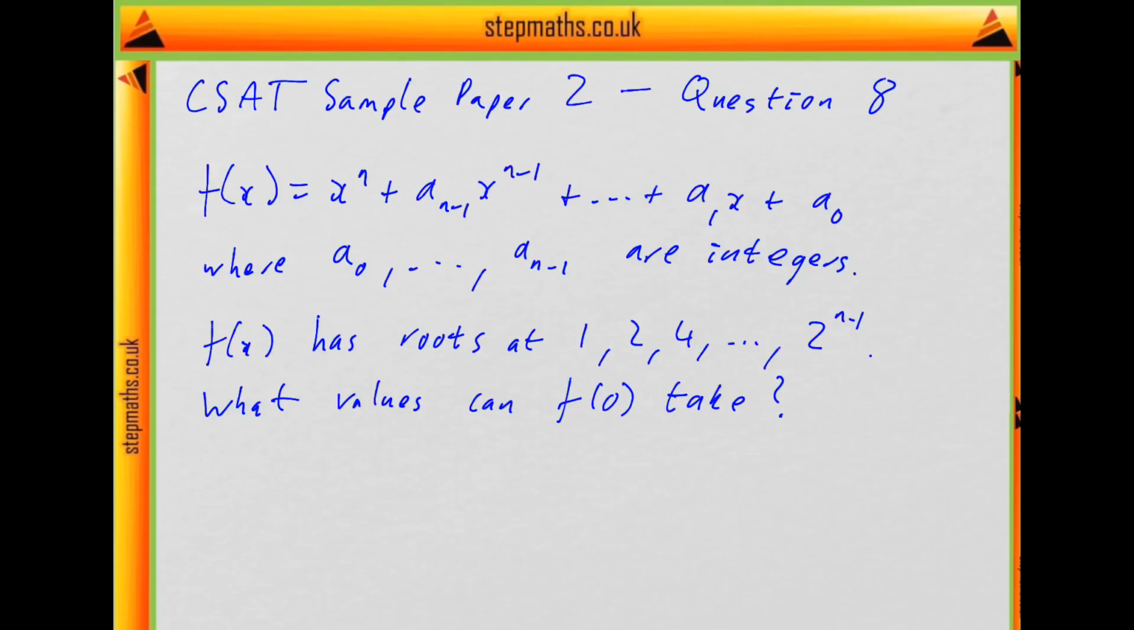And we're told its roots are 1, 2, 4, etc. all the way up to 2 to the n minus 1. We're asked what values can f of naught take. So if you want to have a go at this question yourself, pause the video now.